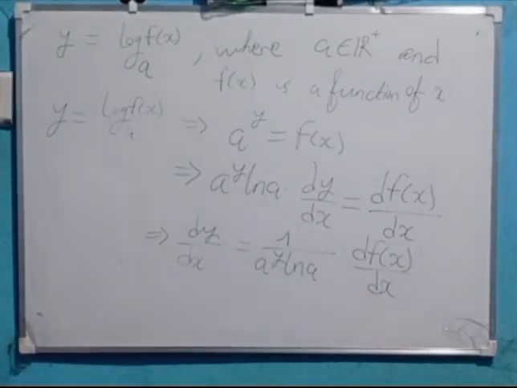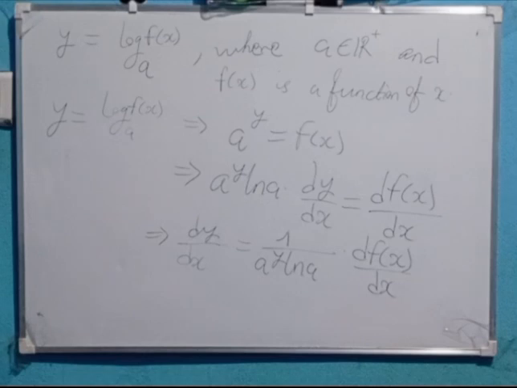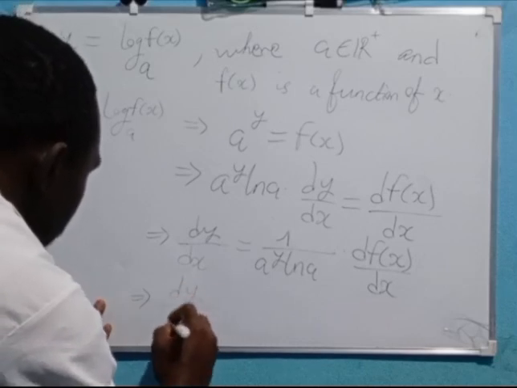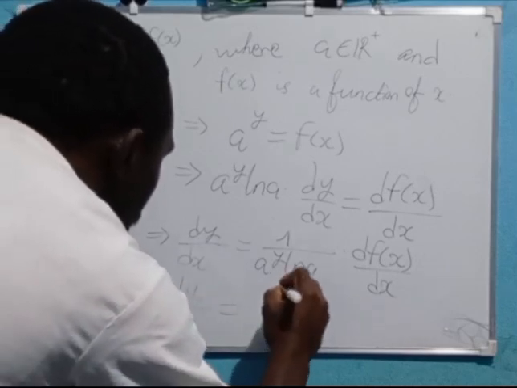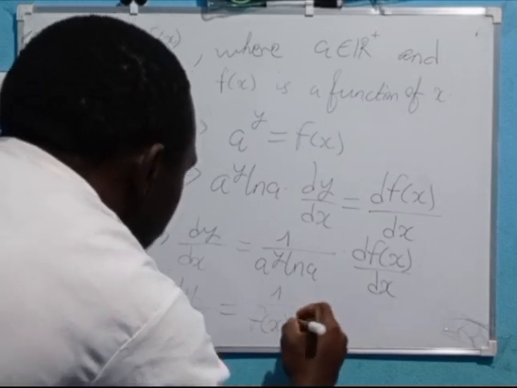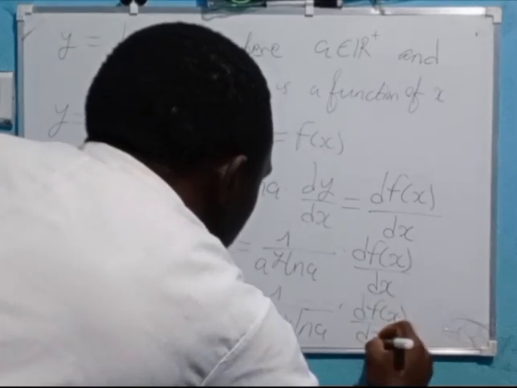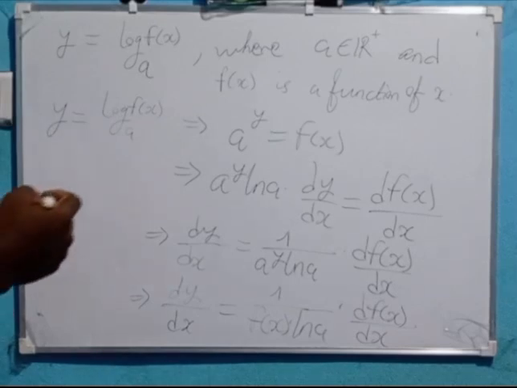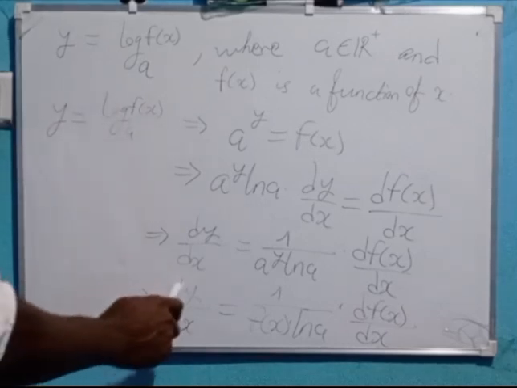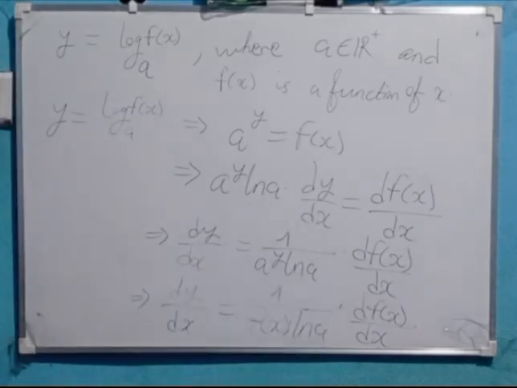Next, we replace e to the power y with the function f of x, because we want the right hand side to be in terms of x. This will imply that dy all over dx will be equal to 1 all over e to the power y, which is f of x, times ln e, times df of x on dx. The derivative of y equal to log f of x base a is dy on dx equal to 1 all over f of x ln a times df of x on dx.